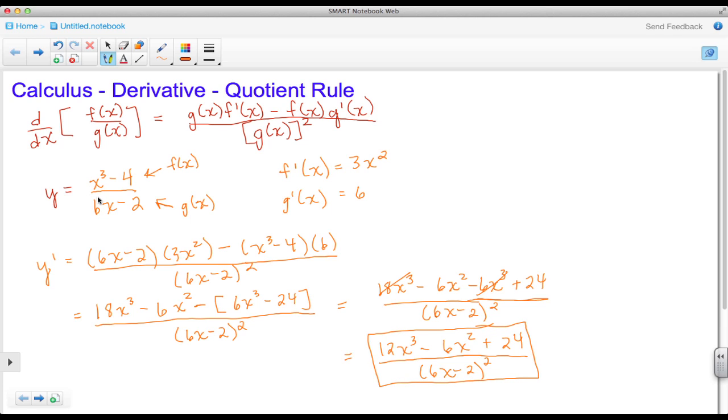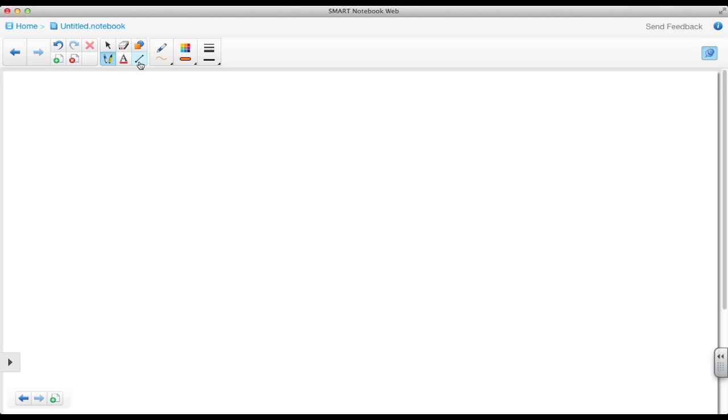Now let's go ahead and do one other example. In this next example, matter of fact, let me go ahead and add a new page here. In this next example, the function is y is equal to 1 over 2x cubed. The numerator I'm going to look at as f of x. The denominator I'm going to look at as g of x. When I do f prime of x, well, the derivative of a constant is just 0.